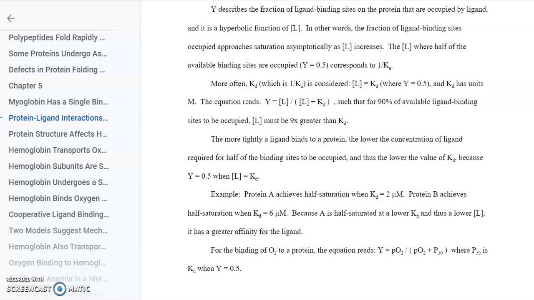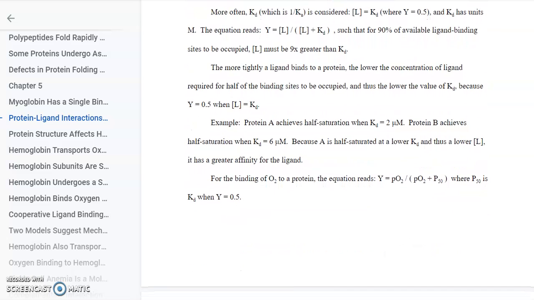More often, Kd, which is 1 over Ka, is considered. Ligand concentration equals Kd where Y equals 0.5, and Kd has units molar. The equation reads Y equals ligand concentration over ligand concentration plus Kd, such that for 90% of available ligand binding sites to be occupied, ligand concentration must be 9 times greater than Kd.